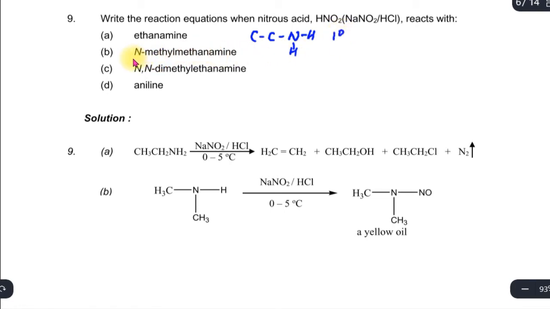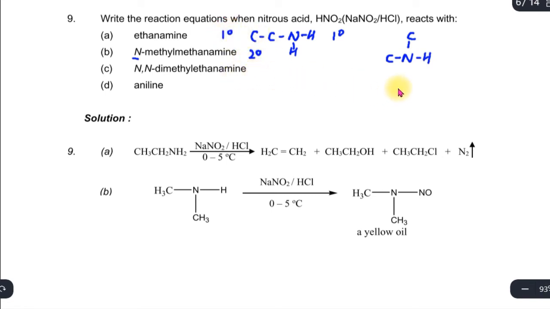Next, N-methyl methylamine. Based on the name, I can deduce the class of amine already. B is primary, and C is tertiary, because of the N,N. If you're not sure, you can draw it. Methane amine, and then there is a methyl group, so N-methyl methane amine. This one has a hydrogen, so this is a secondary amine. And this one is a primary amine.